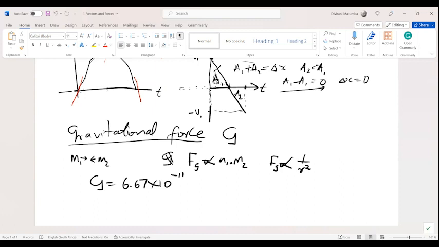So we're going to be focusing on finding the forces between two objects in the next segment.